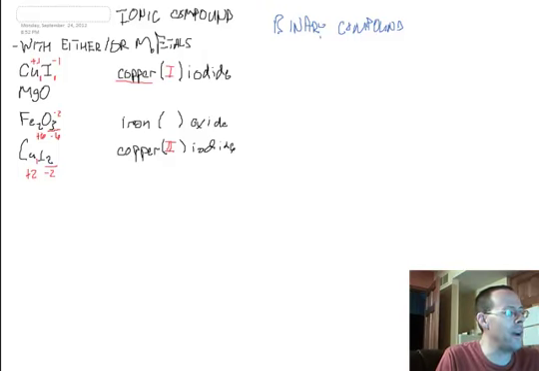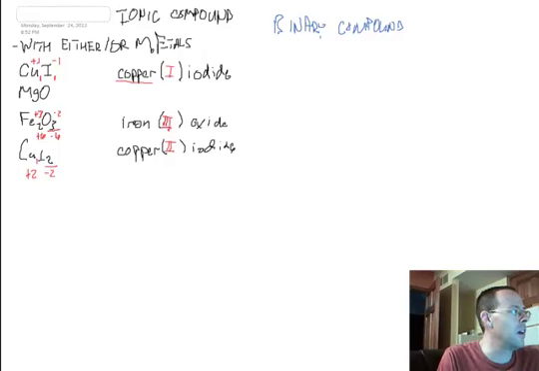So if I have 2 irons, and they have to add up to +6, the charge on each of them must be a +3. If it's a +3, whenever I write my name, I'm going to write iron, Roman numeral 3, oxide. Okay? Because the charge on my iron is a +3. And again, notice, the charge on your metal typically is the subscript on your nonmetal.